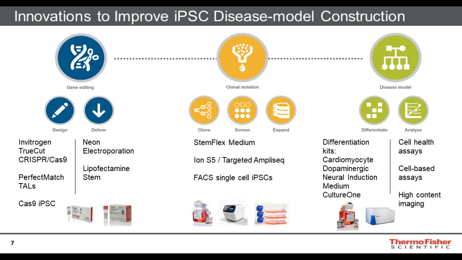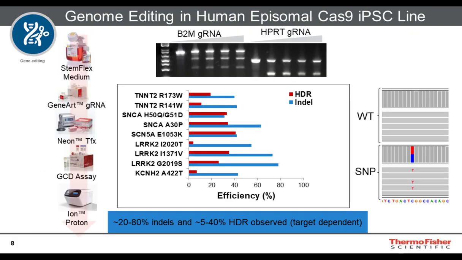And then third, as I mentioned previously, we have a number of kits and reagents that allow you to look at your disease model and analyze possible phenotypes. So we have differentiation kits for cardiomyocytes, dopaminergic neurons, and other CNS neurons. And then we have a large variety of assays, including cell health assays, other cell-based assays, and we also have high-content imaging instruments, and so on. So right now, I'll just deep dive a little bit into some of these technologies and show you what we achieved with those new tools.